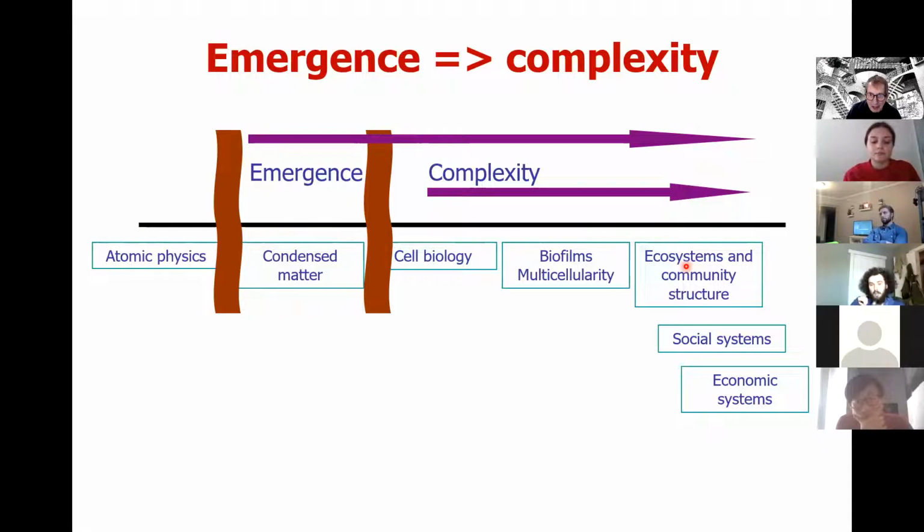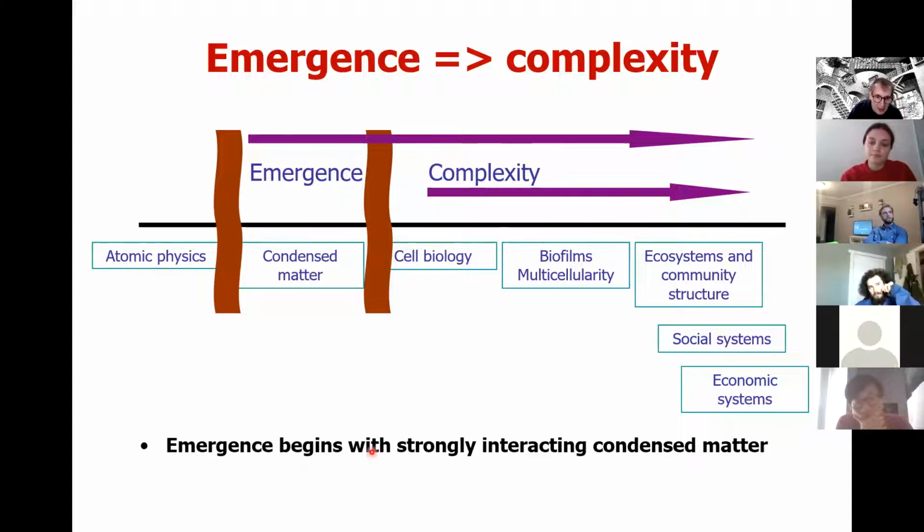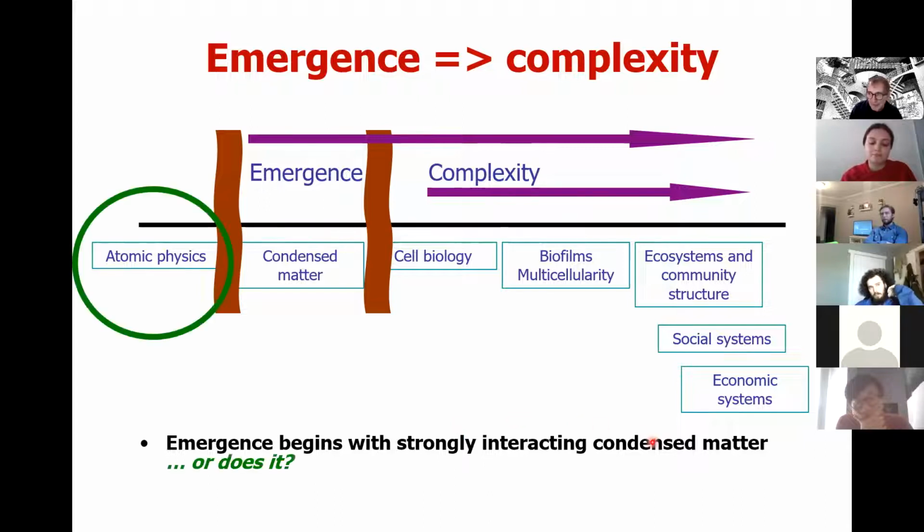Okay, I would say complexity, which is harder to define than emergence, starts somewhere here, and I have some kind of way of thinking about what I mean by complexity, which I will get into a little bit, maybe a little bit later, or you can ask me at the end of the lecture. But what I want to say for now, though, is emergence begins with strongly interacting condensed matter physics. Or does it?